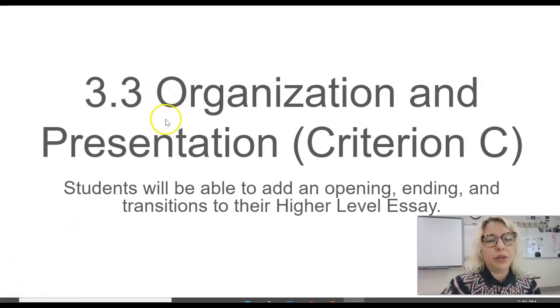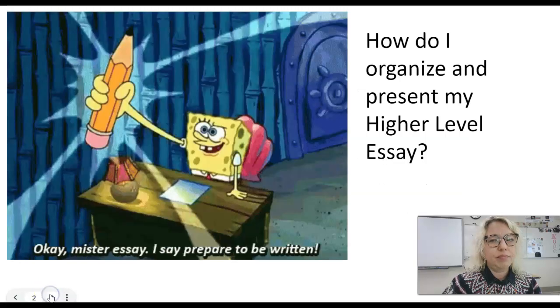We are on 3.3, Organization and Presentation, Criterion C. The learning objective is students will be able to add an opening, ending, and transitions to their higher level essay. The question you're asking right now is, how do I organize and present my higher level essay? Last lesson we talked about how to integrate quotes, which is half of Criterion C. The other half of Criterion C is organization and presentation.